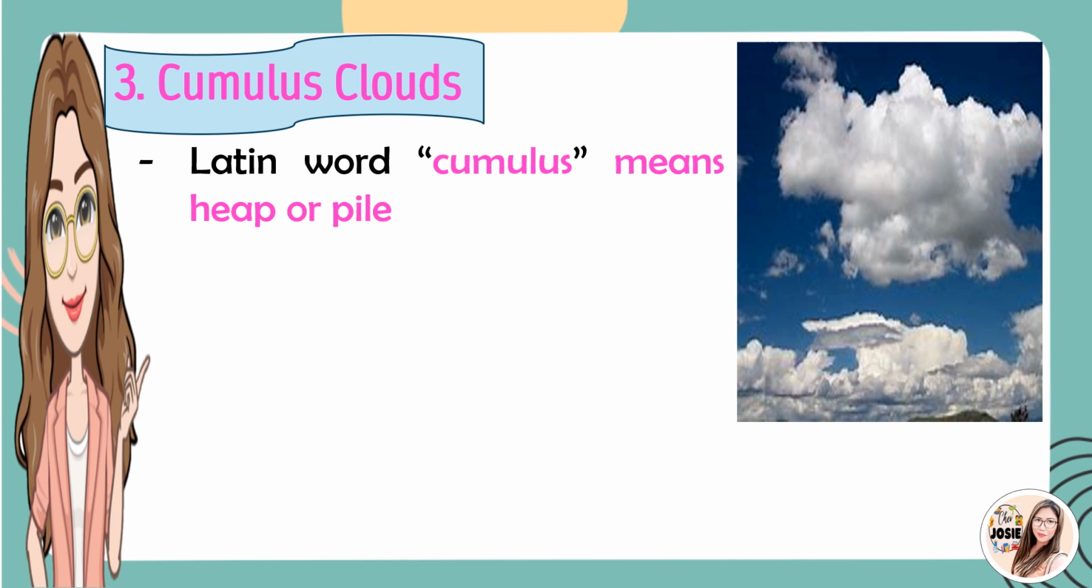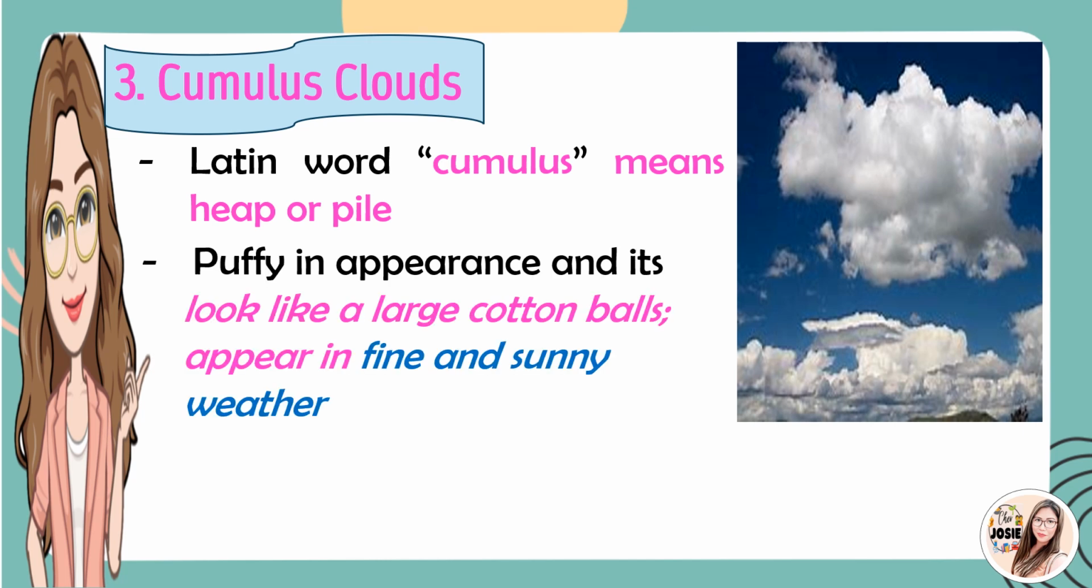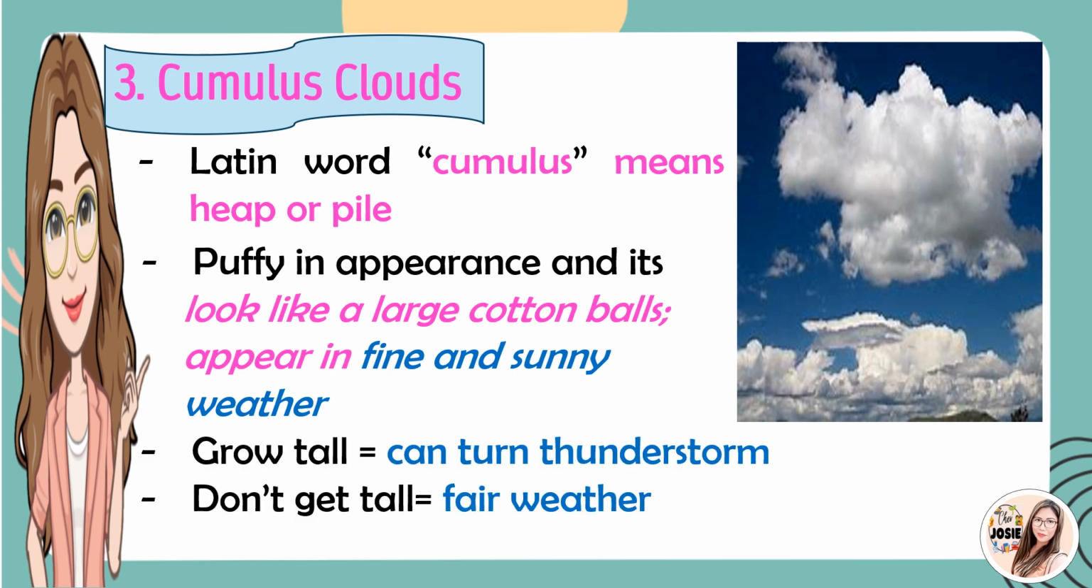The third one is what we call cumulus clouds. It also came from the Latin word cumulus, which means heap or pile. These cumulus clouds are puffy in appearance and look like large cotton balls. They appear in fine and sunny weather. Aside from that, they can grow tall, and they may turn into a thunderstorm. And if they don't get tall, it is an indicator of fair weather.